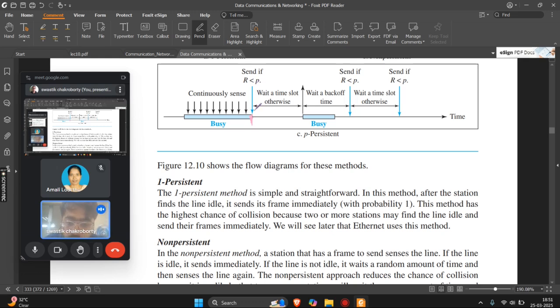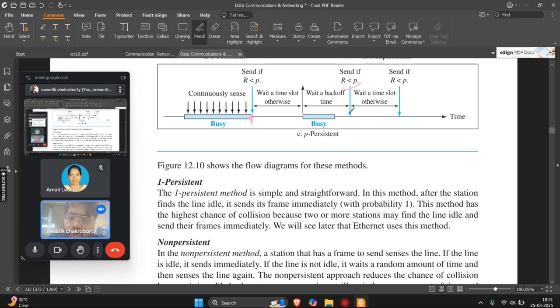And if it decides not to send, then it will wait a time slot. And if after waiting a time slot it finds the channel to be busy, then it will wait some more, and then it will find a particular time when the channel is no longer busy. So it will again, with a probability of p, send, or else wait for a time slot. So at every instance when it can send a packet, it is not sending a packet.